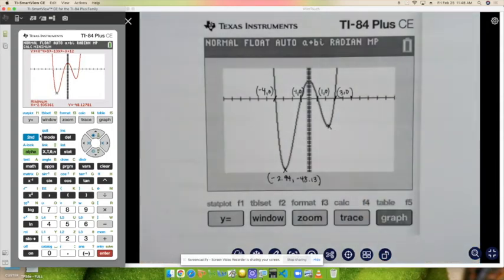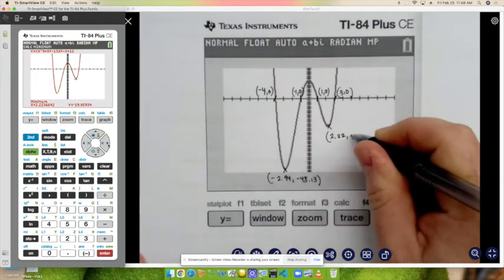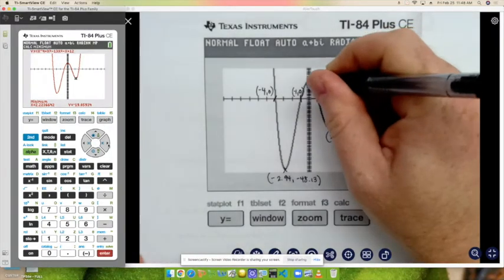All right, I got another minimum to find, so let me use my calculator to find that minimum. All right, that second minimum is 2.22, comma, -19.06. Those values are coming straight off of my calculator.